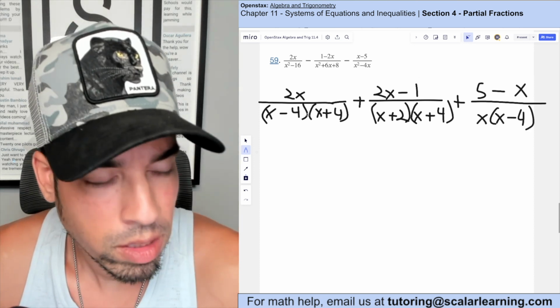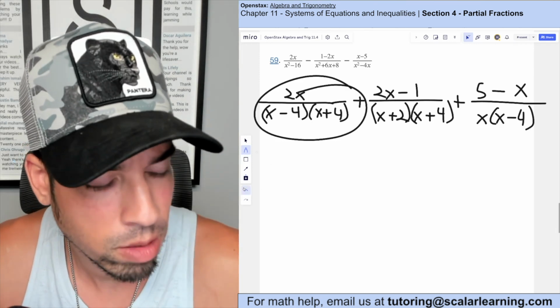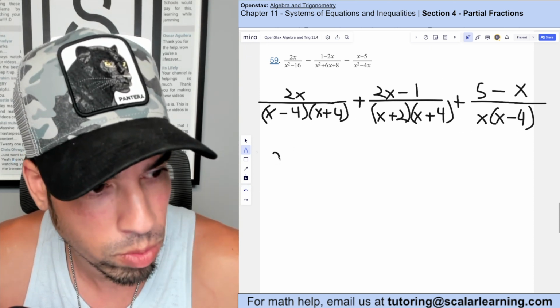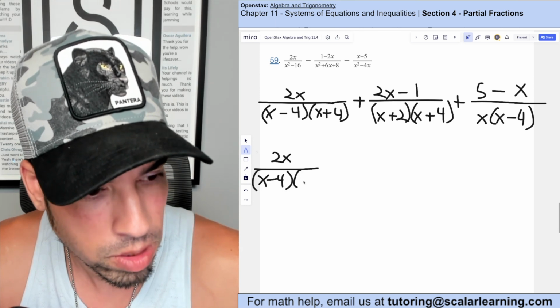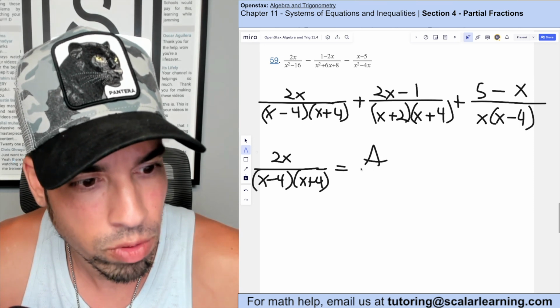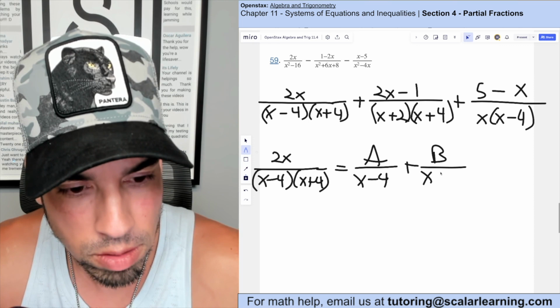So I'm going to break this up into 3 different situations. We're going to first decompose this, then this, then this. So this is going to be a lot of work. Let's start with that one. So we got 2x over x minus 4 times x plus 4. And that's going to equal a over x minus 4 plus b over x plus 4.